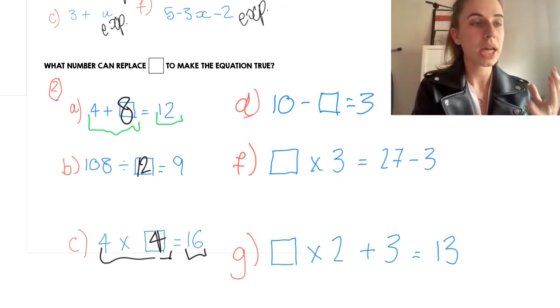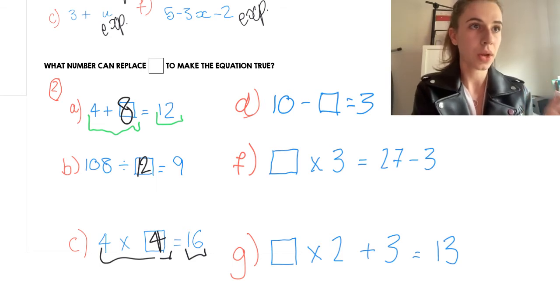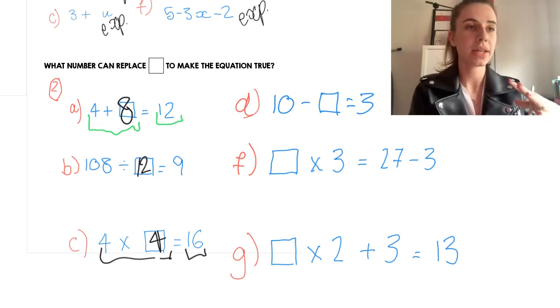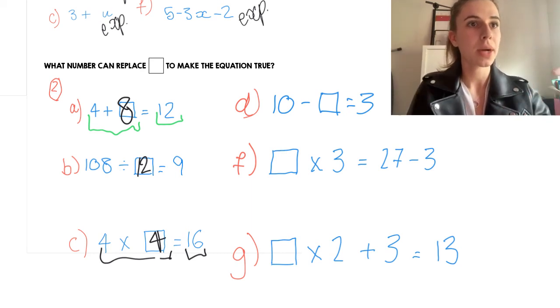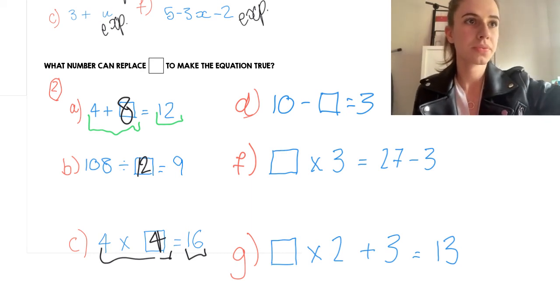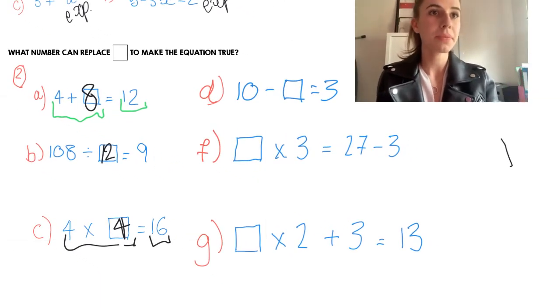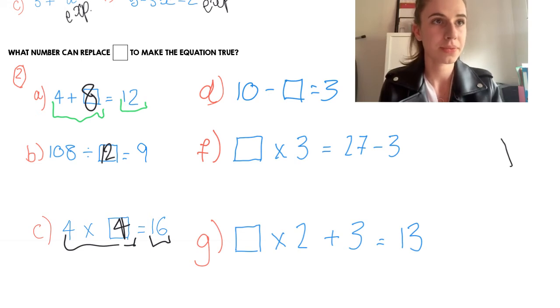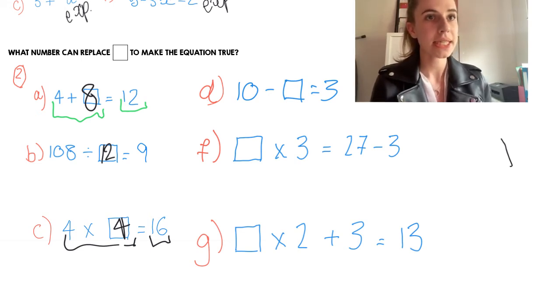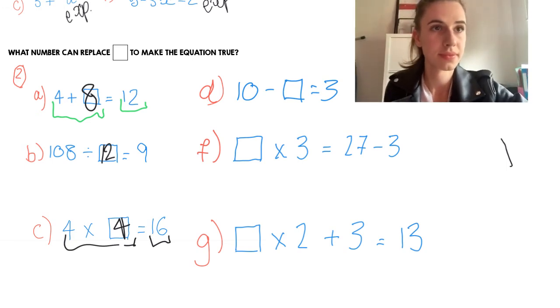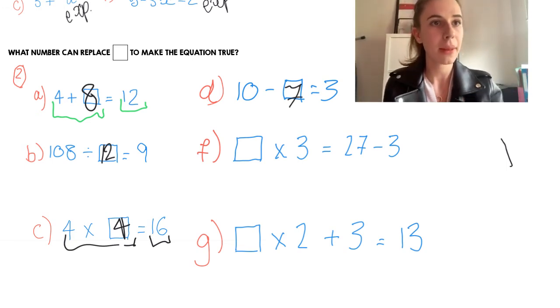Now, if you feel that you're starting to get a hang of these questions, why don't you pause the video, see if you can work them out, then you can press play and see how you've done them? Otherwise, let's do them together. So, 10 take away something gives 3. So 10 take away 7 gives you 3. Just put our 7 here.